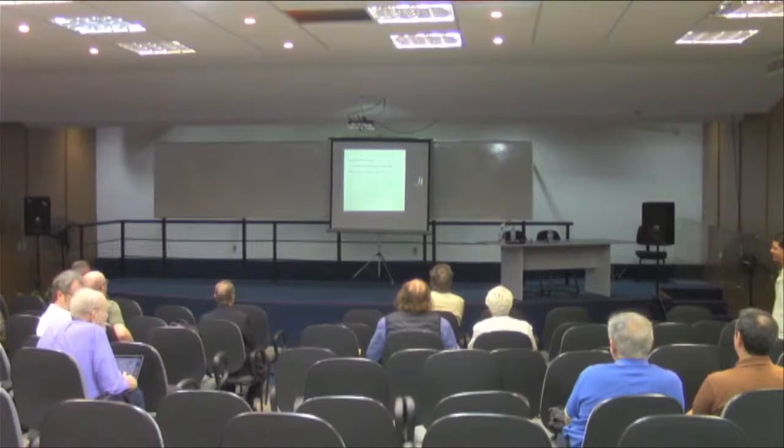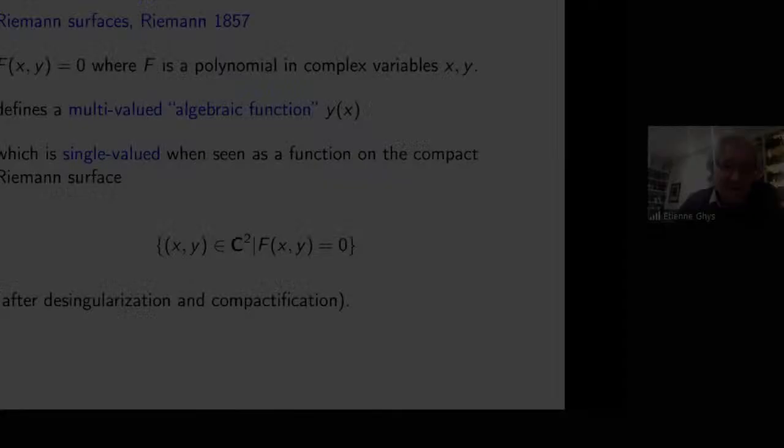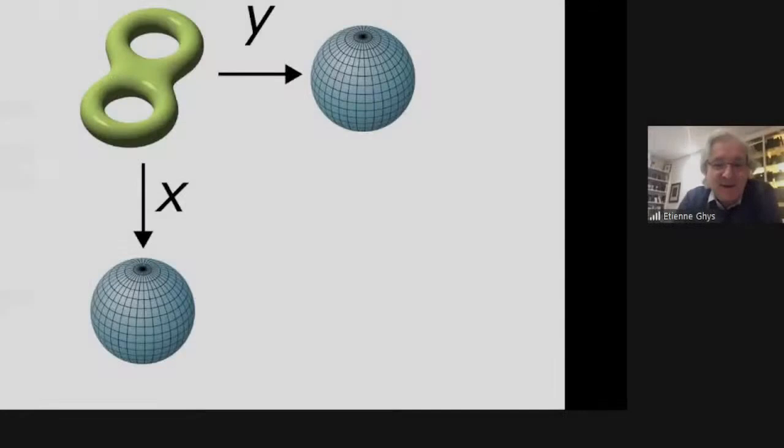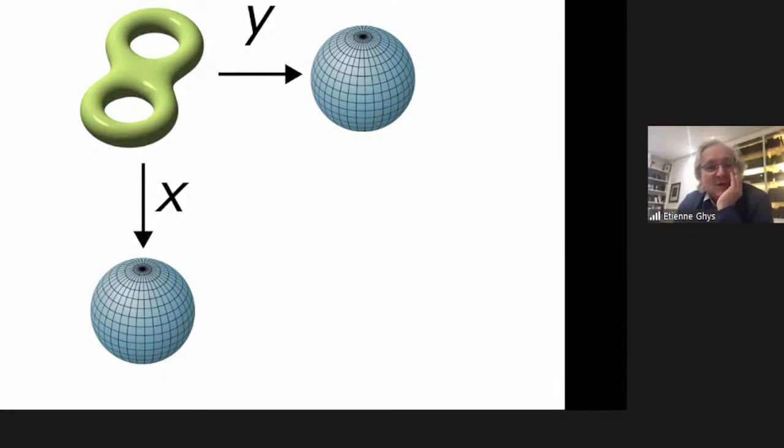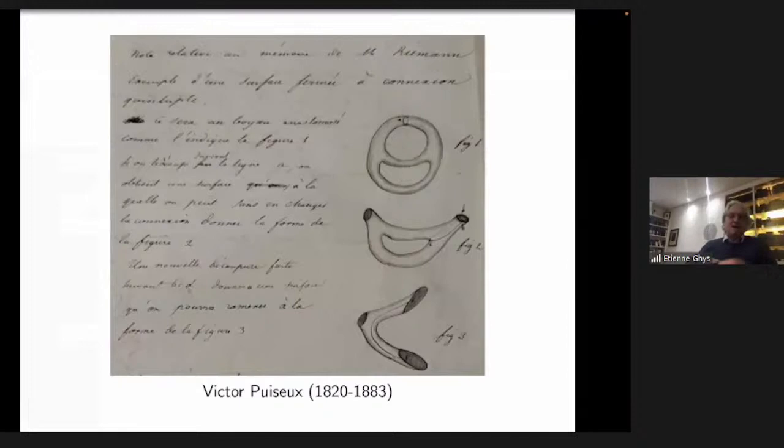Bravo. Okay, so that was the picture showing that the multi-valued function Y becomes single-valued on the Riemann surface. And then I said that I was lucky to open the box, Victor Puiseux. Victor Puiseux wrote his famous paper on singularities of algebraic curves in 1850, therefore 7 years before Riemann. And I discovered this draft from Victor Puiseux showing that Puiseux read Riemann, of course, after the publication of Riemann.